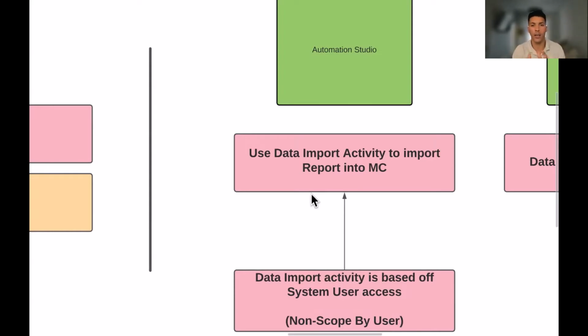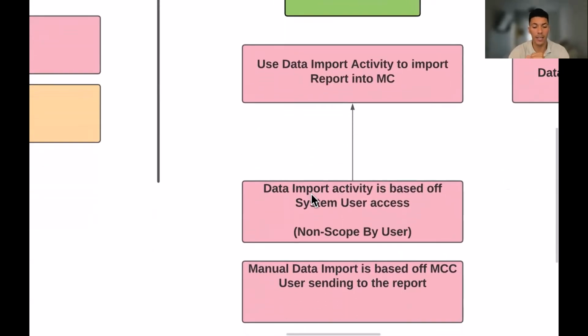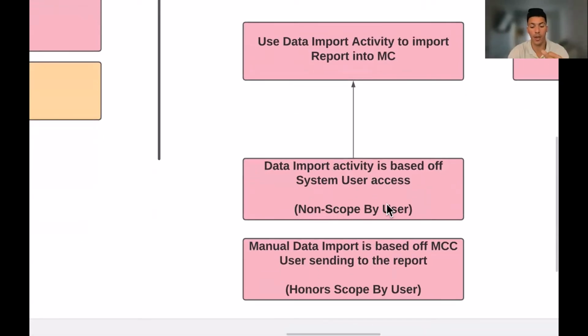And I'll give you a reason why you might or might not want to automate a process in a second. But if you're automating the process of pulling a report from Salesforce into Marketing Cloud, you need to understand the implications of that, which we'll get into in more finer detail in a second. Basically, there are 2 ways for your users to access or see your data inside of Salesforce and Marketing Cloud. One of them is non-scope by user, and the other is scope by user.